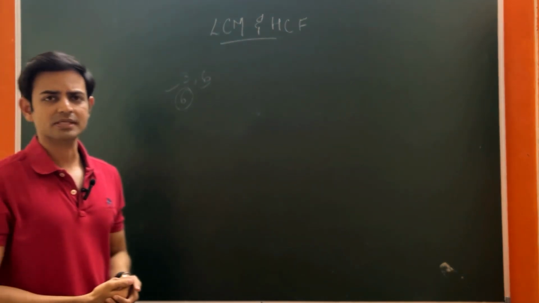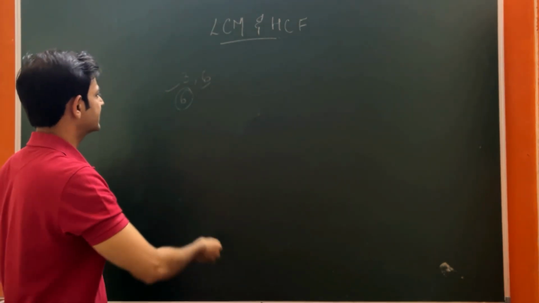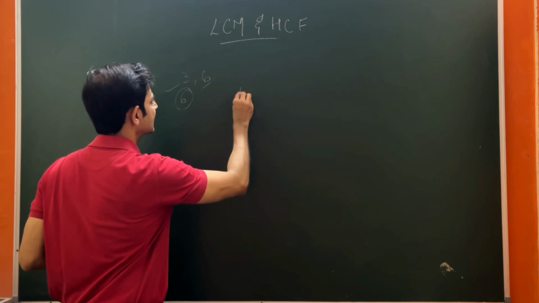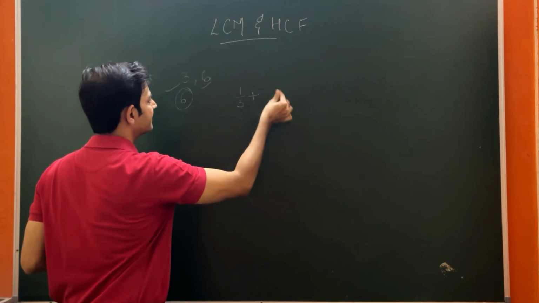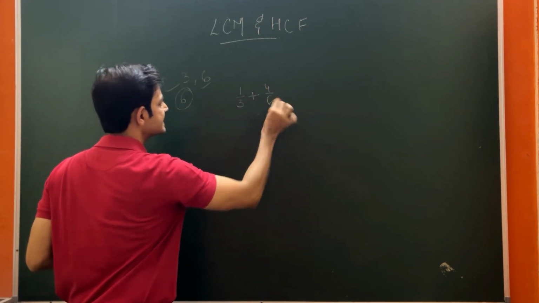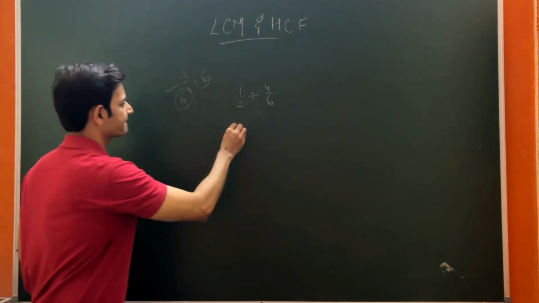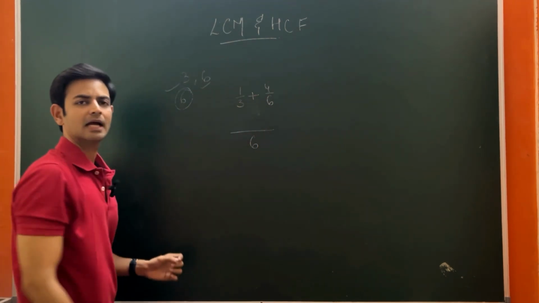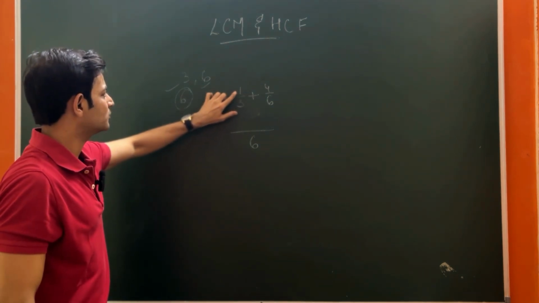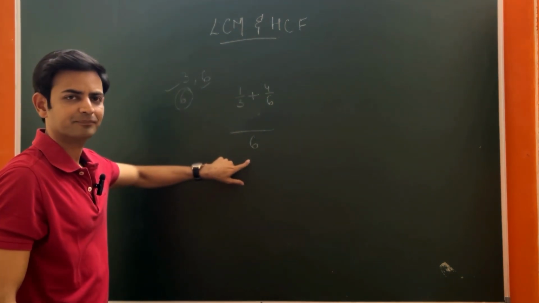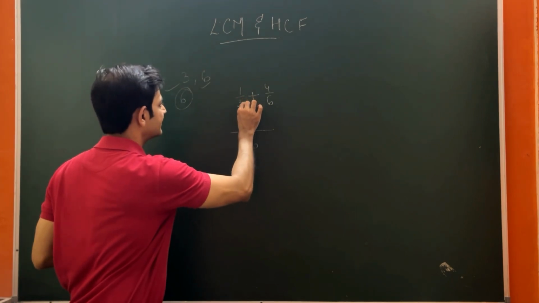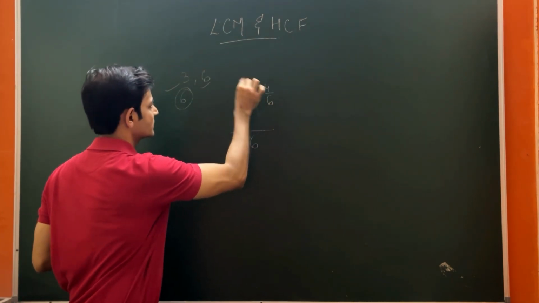Now, how do we use it in the questions? For example, if I have something like this, 1 by 3 plus 4 upon 6. LCM of 3 and 6 is 6. What should I multiply to 3 to get 6? It is 2. So I will multiply this with 2 as well as this with 2.